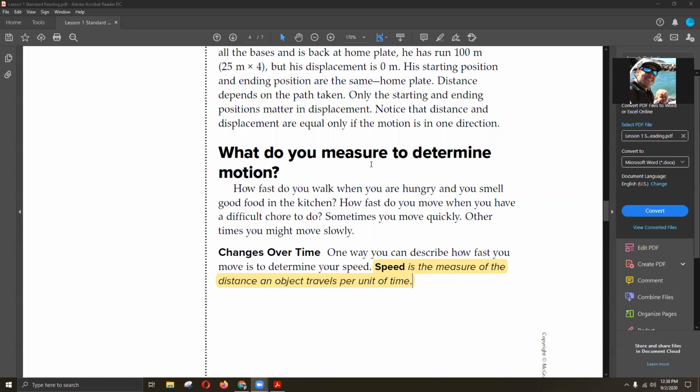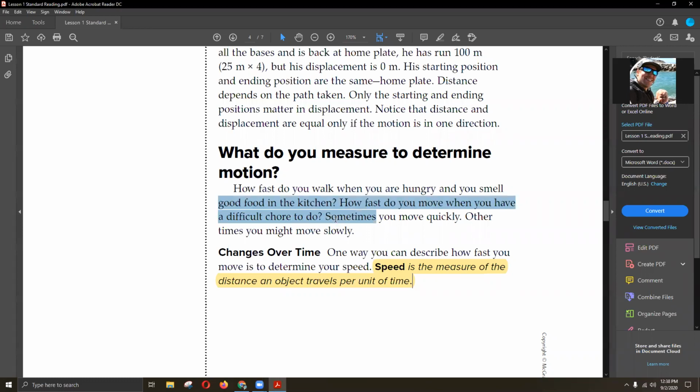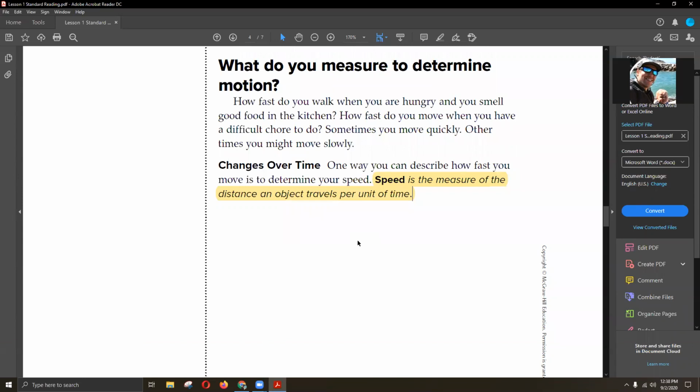So how fast do you go when you are walking, when you are hungry and you smell something good in the kitchen, versus how fast do you move when you have a difficult chore to do? Sometimes you move quickly and other times you might move more slowly. So we're talking about speed or motion, we're talking about change over time. And one way you could describe how fast you move is by determining your speed.